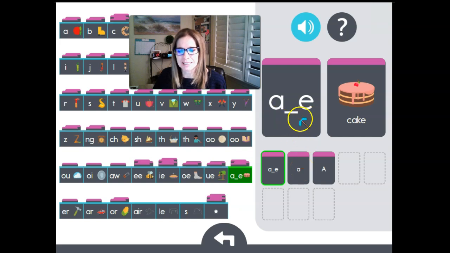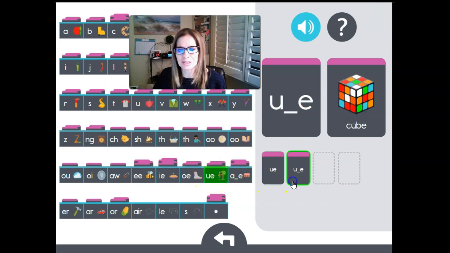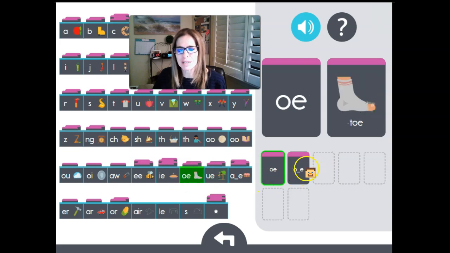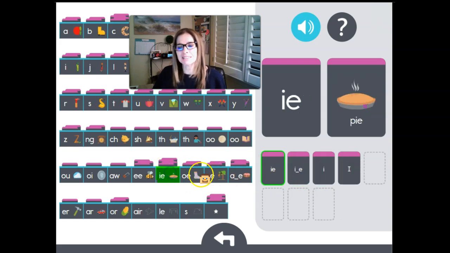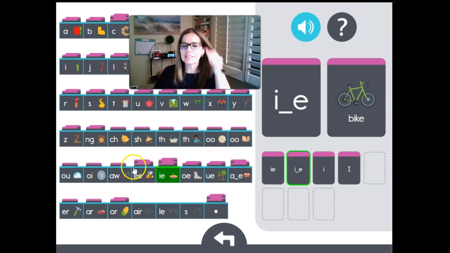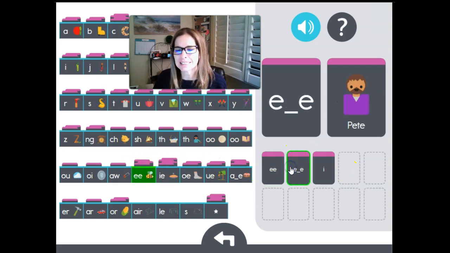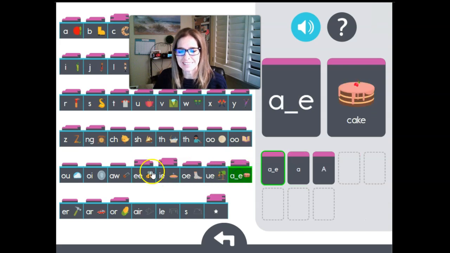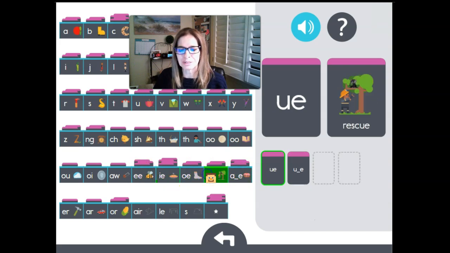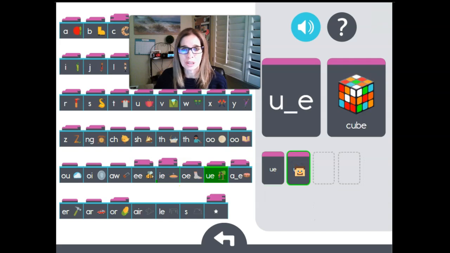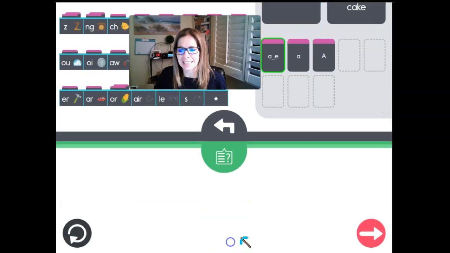We have A separated E, the same as we had U separated E, the same as we had O separated E, the same as we had I separated E, the same as we had E separated E. So notice that all of the vowels A, E, I, O, U, they all have something called the vowel separated with E, and it makes the long sound for the vowel. U. Like U in cube or A in ache.